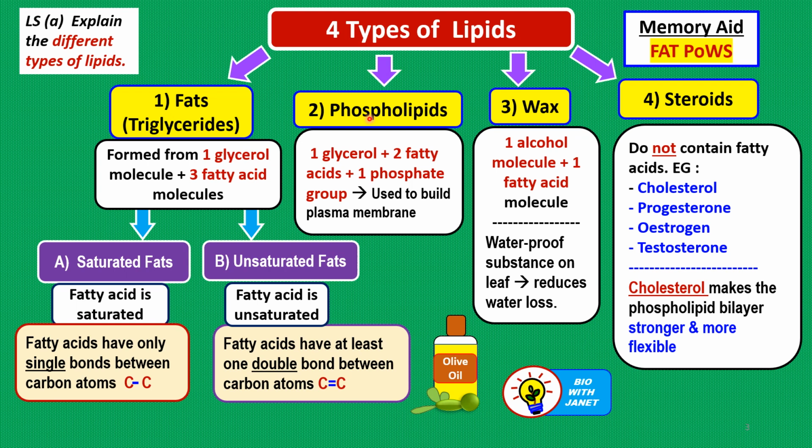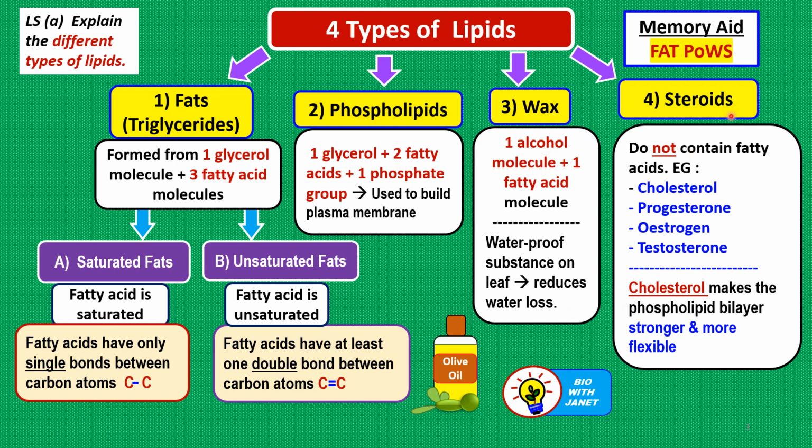Now for phospholipids, they are different because each phospholipid molecule consists of one glycerol molecule, 2 fatty acid molecules, and one phosphate group. That's why it's called phospholipid, right? So basically, phospholipids are used to build the plasma membrane and to allow the movement of certain substances across the plasma membrane. For waxes, a molecule of wax consists of one alcohol molecule combined with one fatty acid molecule. So wax is a waterproof substance that's found on the leaf, okay, in the waxy cuticle, and it helps to reduce water loss by transpiration.